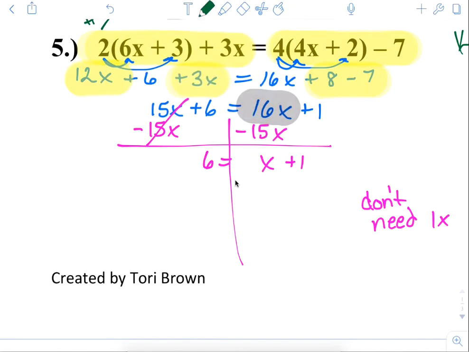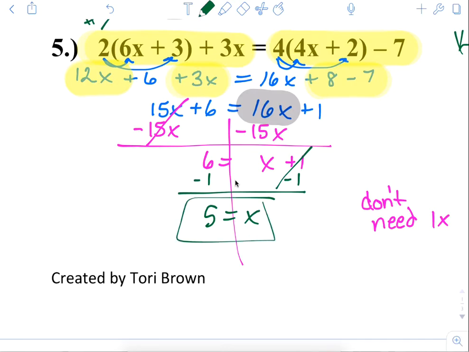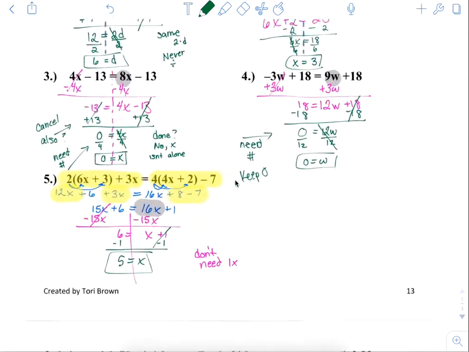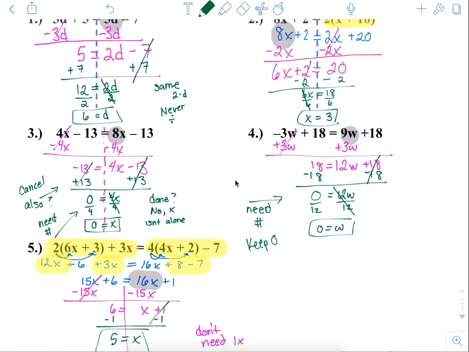I have no number next to x. There won't be any dividing. All I've got to do is get rid of this little guy. You guys already know what to do. We're going to subtract 1 from both sides. 6 minus 1 is 5. That means 5 is our answer. 5 equals x. Okay. If you missed anything on this page, pause it, copy down what you need. I'll meet you on the next page.